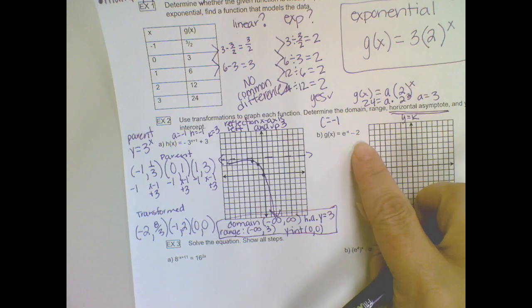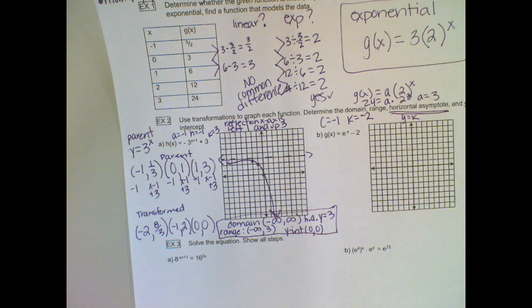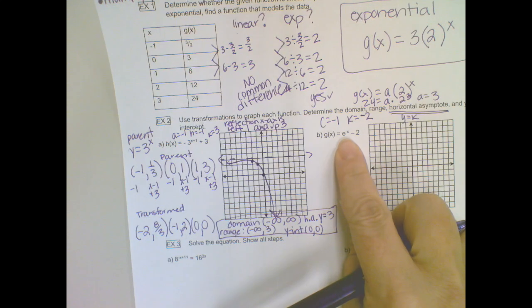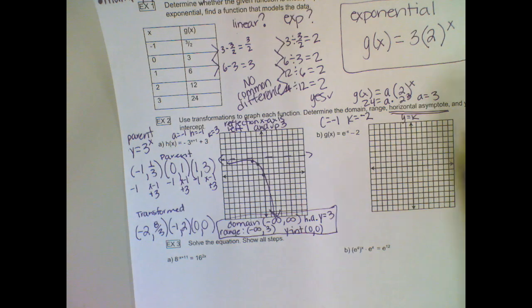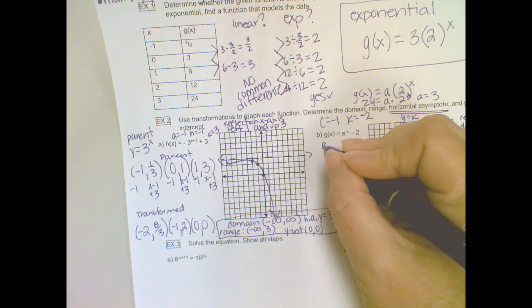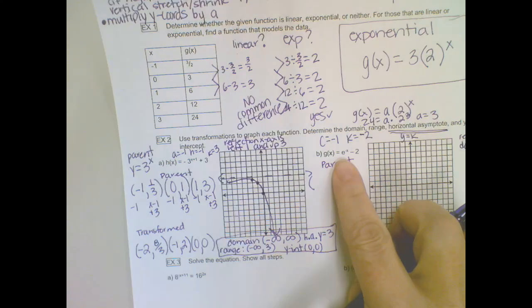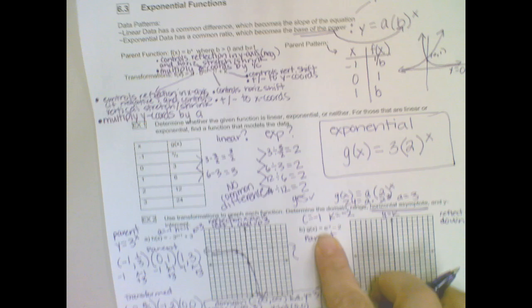This -2 is a k value because that's representing shifting down. So in words, the transformation here is a reflection in the y-axis, and a shift down 2. So, parent points. Again, just because it's e does not change anything.